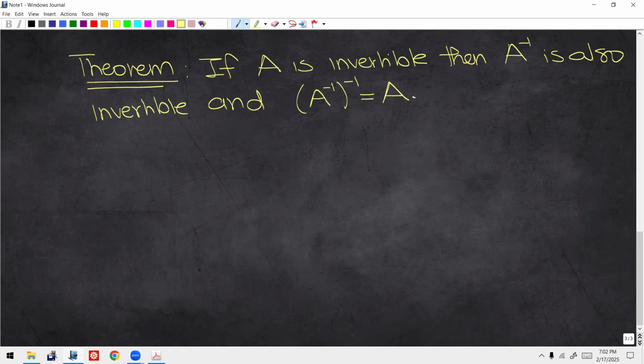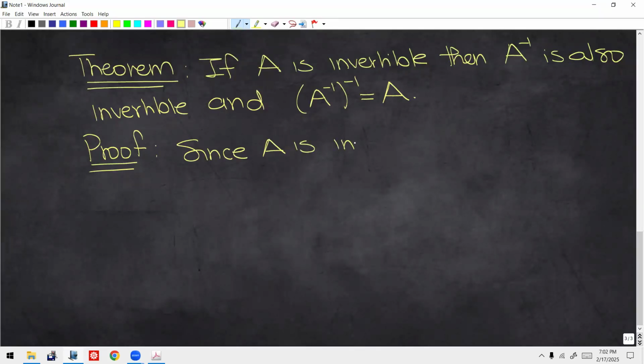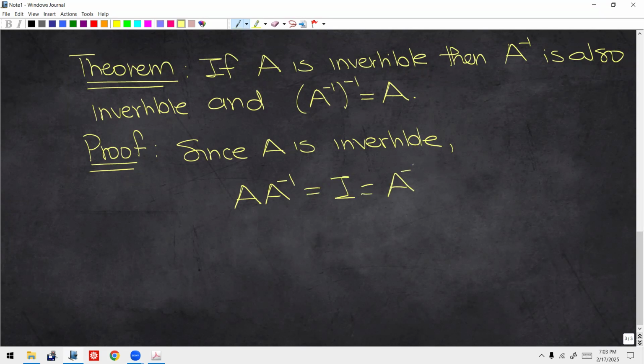Okay, so let's see if we can prove this one. Again, like I said, these are really nice proofs to do. They're straightforward. Okay, so we know that A is invertible. So we'll start with that. That was our assumption here. So we're going to start with, since A is invertible, so right away we can use the definition and say, since A is invertible, we have A times A inverse is equal to I, and A inverse times A is equal to I.